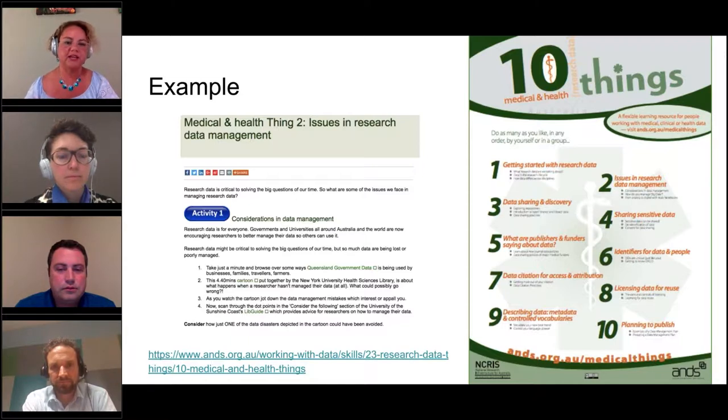Or it might be critiquing something. So there's different types of activities that people can do that's more than just a sort of passive reading of materials. So the 10 things is about doing something. You read something, you start to understand it, and then you reflect on what you've read and you make a comment on it, or you try out some new tools or some new ways of doing things. So that's the whole sort of essence really of the 10 things.